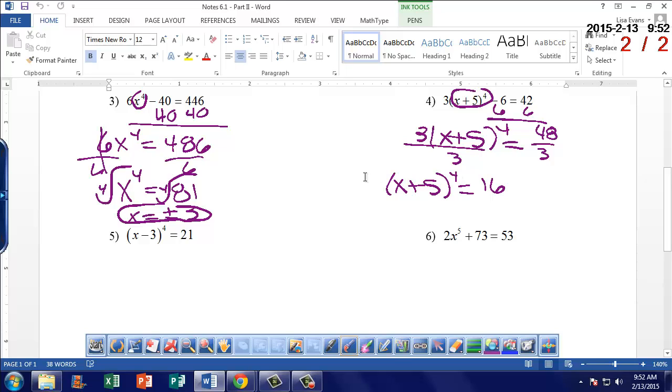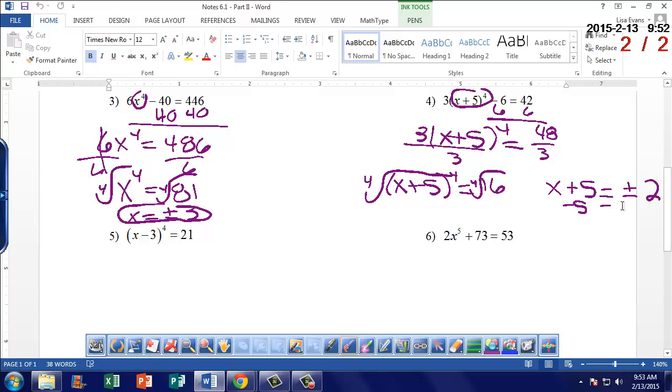Okay, now you can go ahead and fourth root both sides. Now be careful here. You're doing an even root to both sides. So on the left, we get x plus 5. On the right, we're going to get plus or minus what number to the fourth power gives me 16, and that's 2. So be careful. We're going to get 2 answers here.